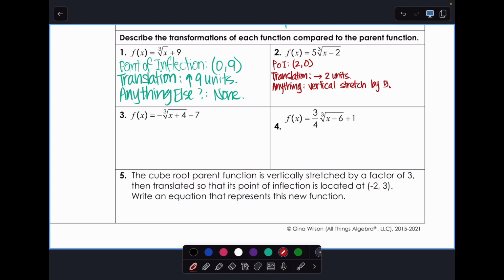This one, number 3, is going to be a reflection. Where's the point of inflection on this one? -4, -7, and a reflection. This one, point of inflection, number 4? 6, 1. And then is this going to be a vertical stretch or a vertical compression? Compression by 3/4. Okay. Try number 5.